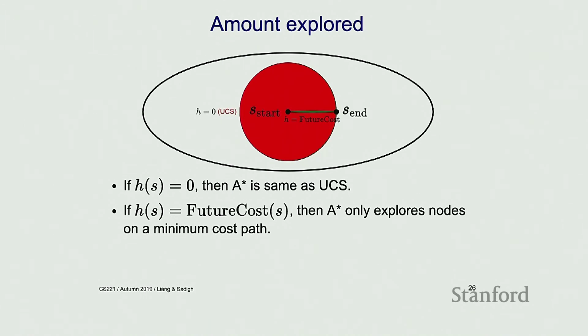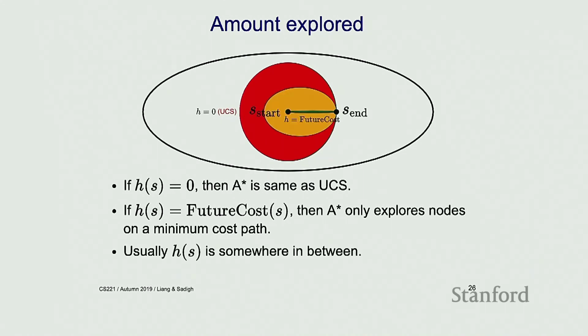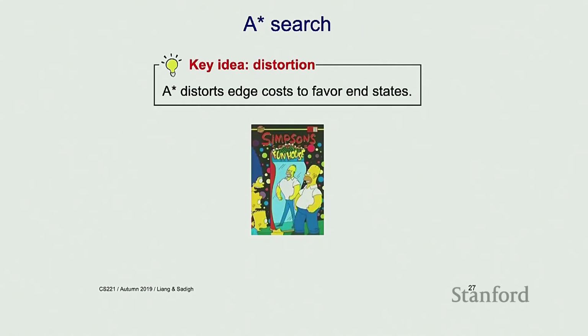In practice, I don't have access to future cost, right? In practice, if I had access to future cost, the problem was solved. I have access to some heuristic that is some estimate of the future cost. It's not as bad as uniform cost search. It's getting close to the value of future cost. And we're somewhere in between. So it is going to be more efficient than uniform cost search in some sense. Okay? All right.